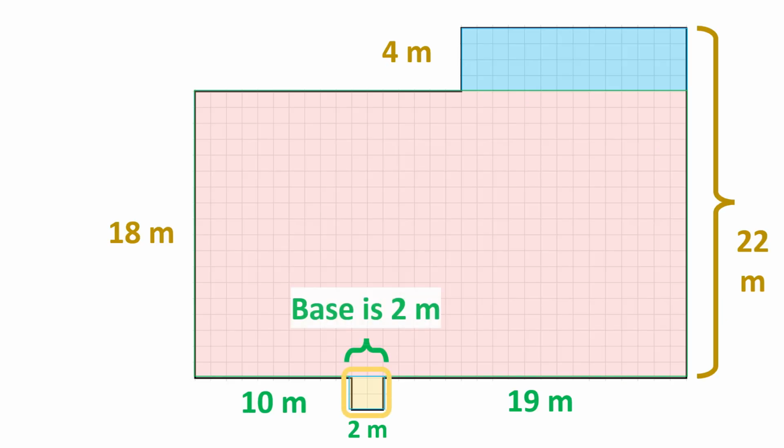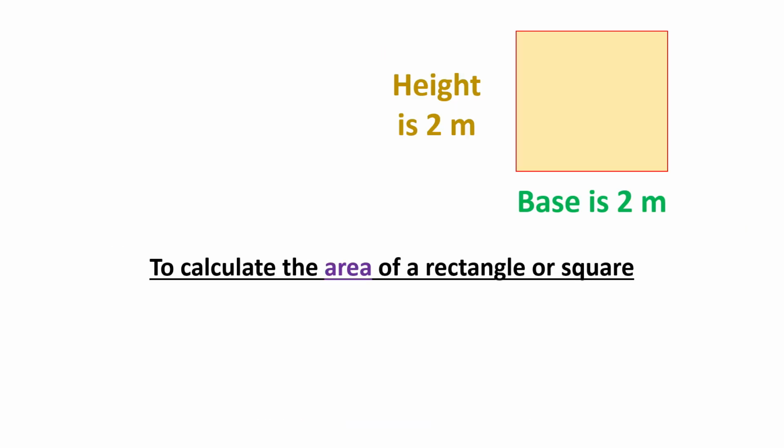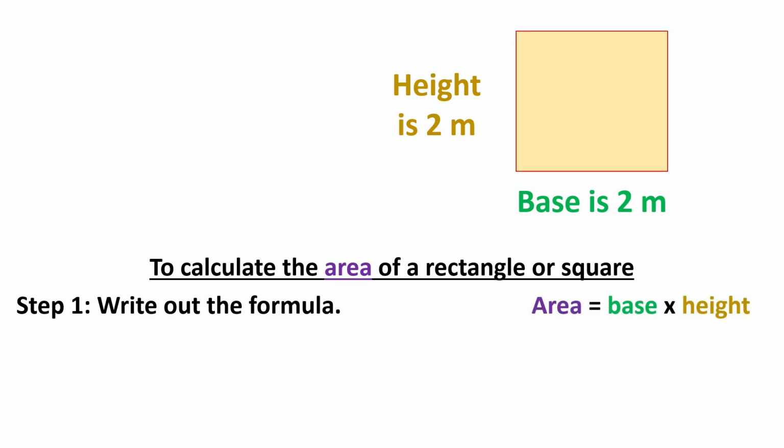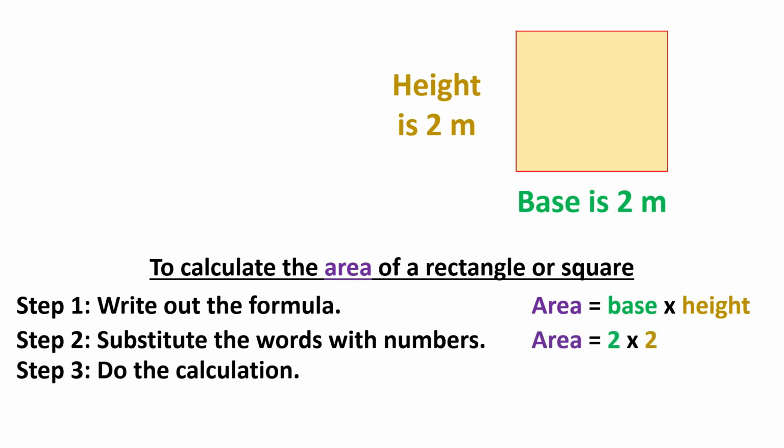The yellow square has a base that's 2 meters and its height is 2 meters. To calculate the area of a rectangle or square, we do 3 steps. Step 1. Write out the formula. The formula is area equals the base times the height. Step 2. Substitute the words with numbers. The base is 2 meters and the height is 2 meters. Step 3. Do the calculation. 2 times 2 equals 4. So the area of the yellow square is 4 square meters.